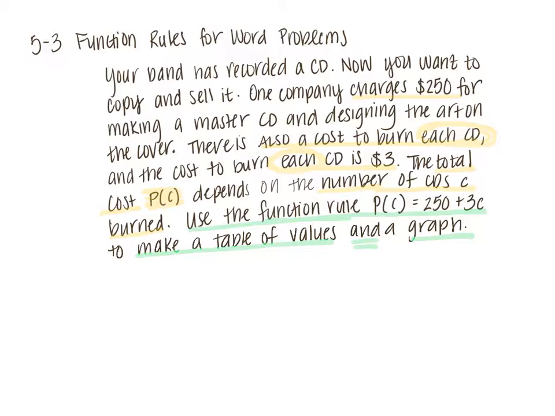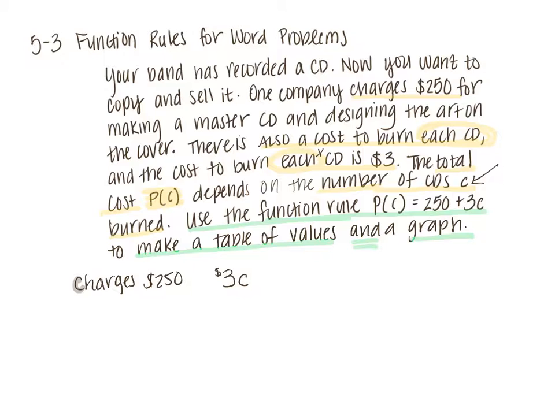I know that one company charges $250. And there's another cost. The other cost is to burn each CD. Whenever I have each CD, I have a variable. Here we're going to use C. That's what it wants us to use here. And the cost to burn each CD is what? 3. Well, is it 3 plus C, 3 minus C, 3 divided by C, or 3 times C? Well, if it's $3 for each, it's going to be multiplication. When you see each, I want you to start thinking multiplication. So 3C.